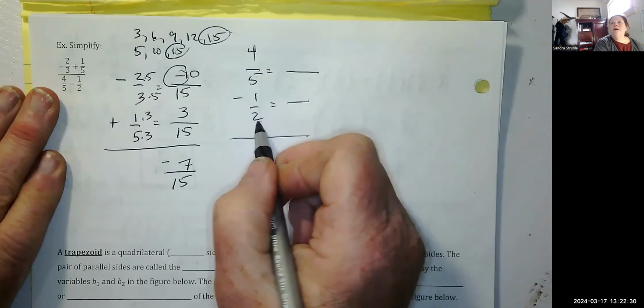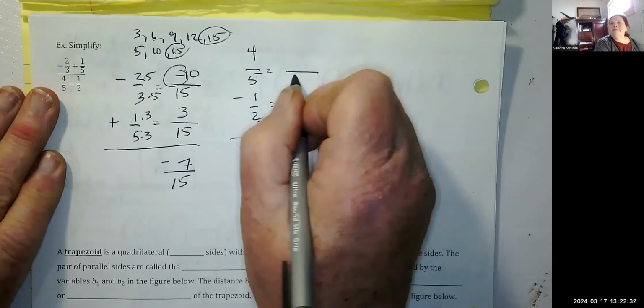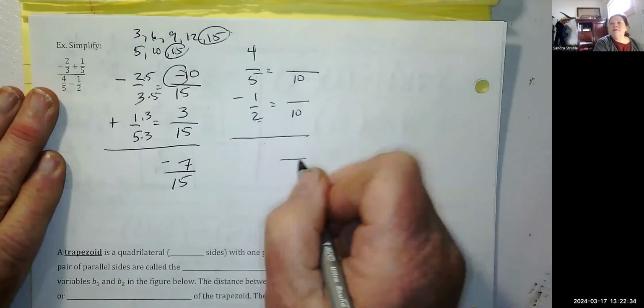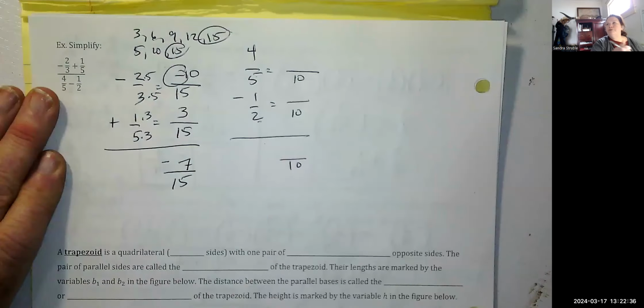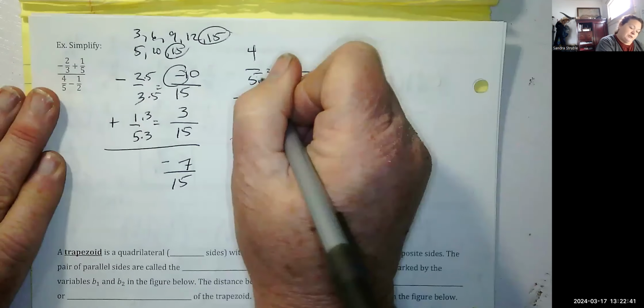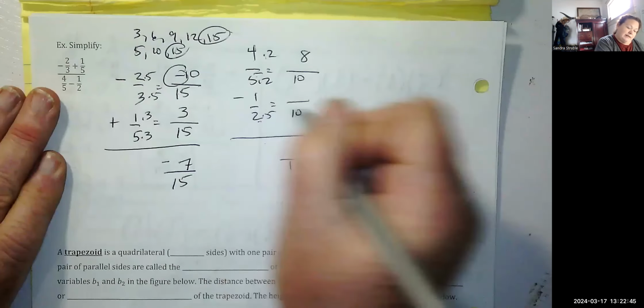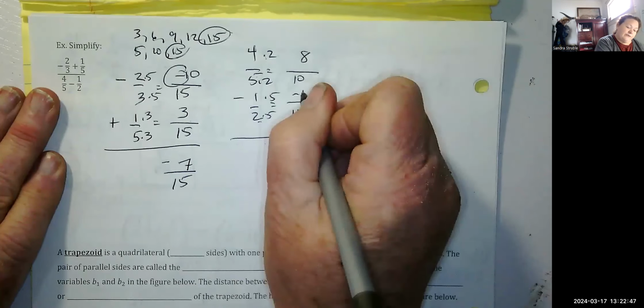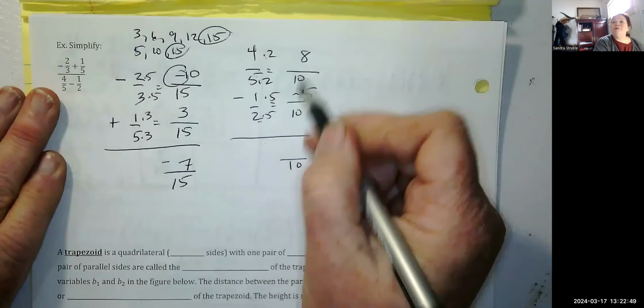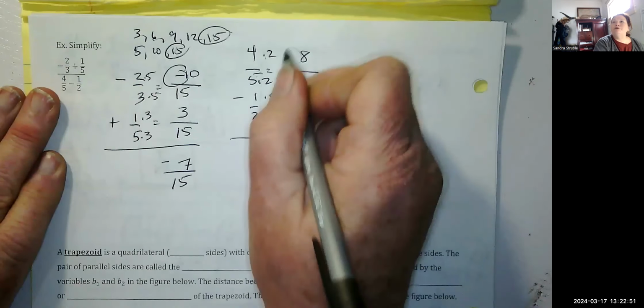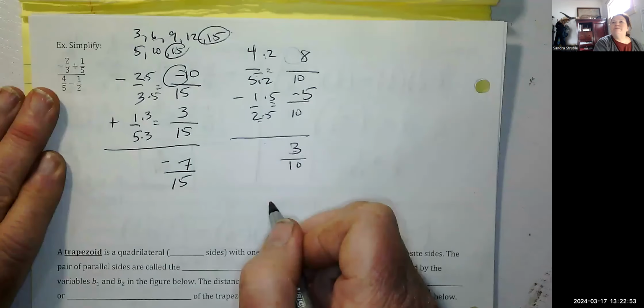5 and 2. The only thing they have in common is 10. That's the lowest common. It's 2, 4, 6, 8, 10, and then 5 is just 5 and 10. 5 times 2 is 10. 4 times 2 is 8. 2 times 5 is 10. So -1 times 5 is -5. The signs are different. We're going to subtract and take the sign of the larger number, so 3/10.